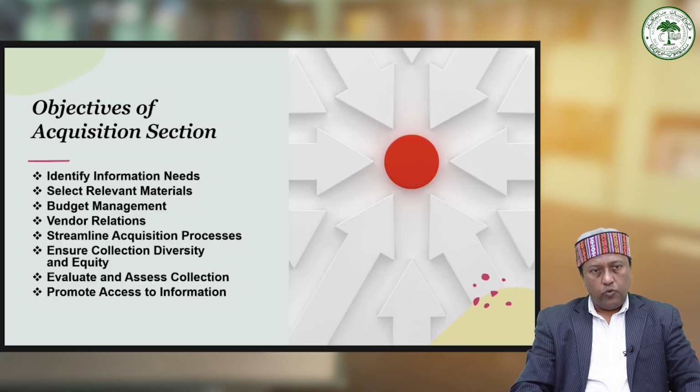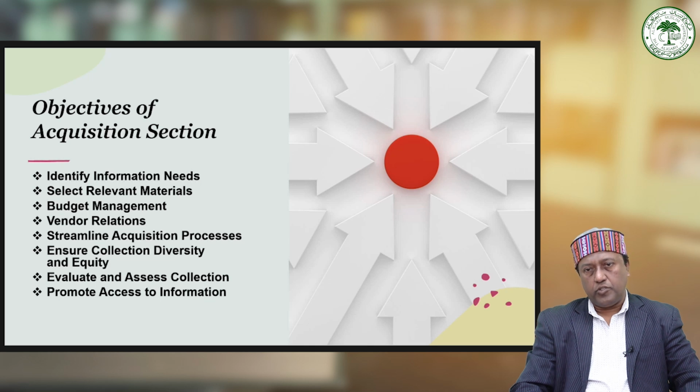So, in the next, now we will discuss the objectives of acquisition section. Objectives basically, I've tried to list it. How they are identifying the information needs, how they are selecting relevant materials, and then what the budget management is, what vendor relation is, how to streamline acquisition processes, then how to ensure collection diversity and equity, and how to evaluate the collection, and how to promote access to information.